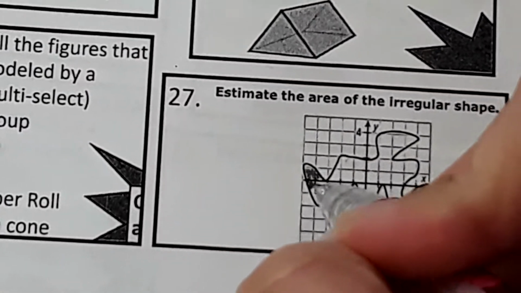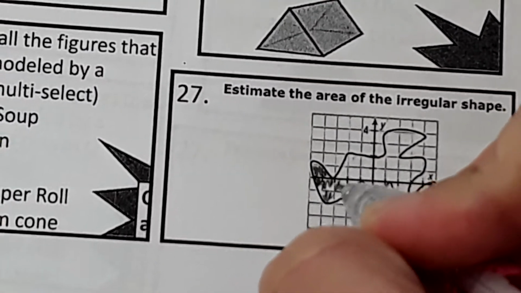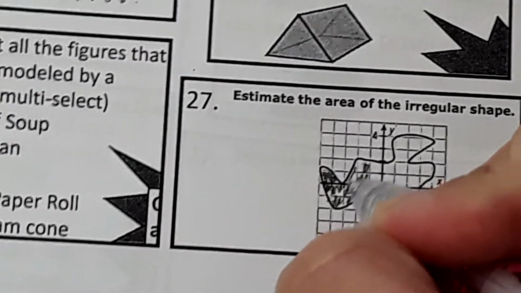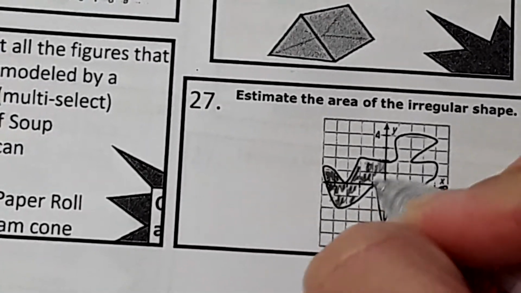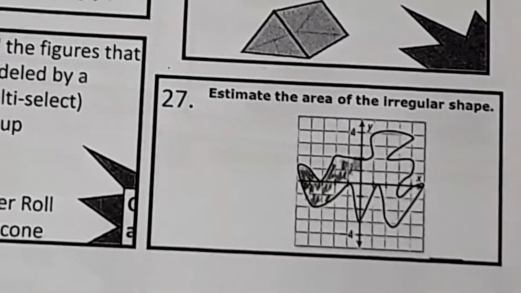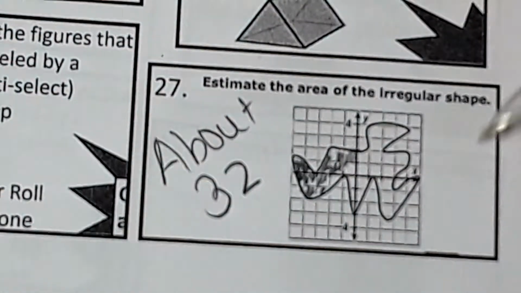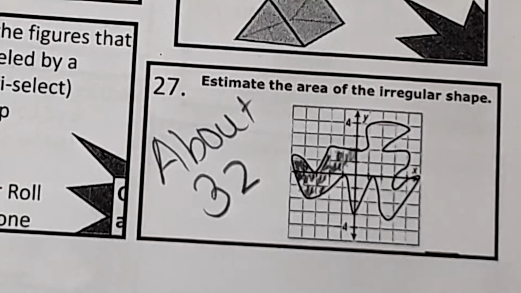So 1 plus 1, 2, 3, 4, 5, 6, 7, 8, 9, 10. Do you get the drift? You just count the squares. If you count them all up, you get about 32 or 33. So just put about 32 is good. And then it would be multiple choice, so you just choose the answer that's closest to whatever you got.